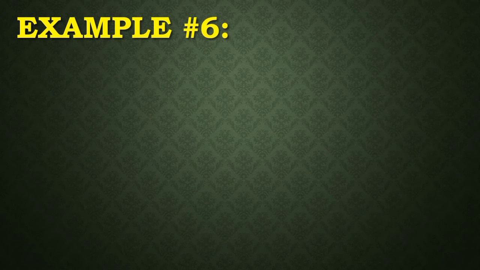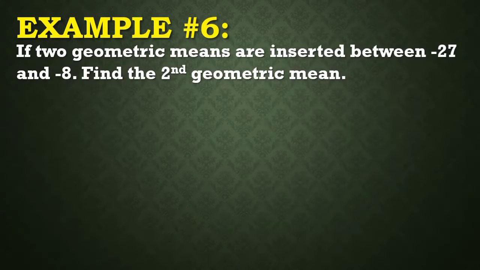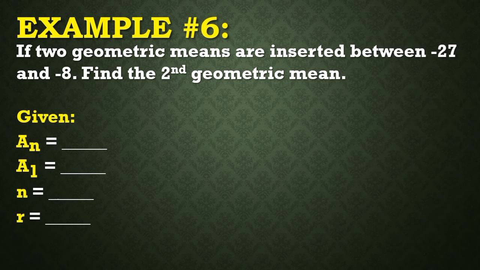So, for our next problem, if two geometric means are inserted between negative 27 and negative 8, find the second geometric mean. So, in here, very particular yung ating hinahanap na geometric mean. So, yung second yung hinahanap natin. So, lista lang natin. Negative 27, and then dalawang blanco, tapos negative 8. So, ayan. Yung n natin dito ay 4.